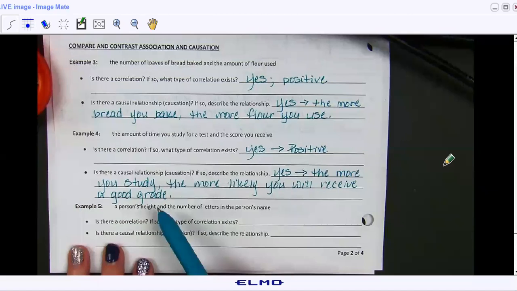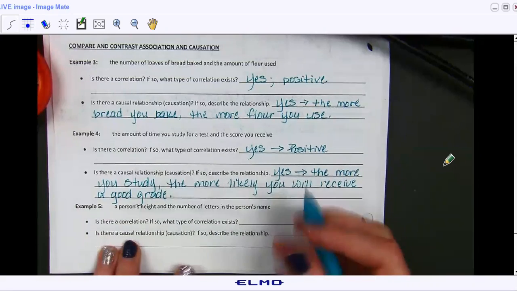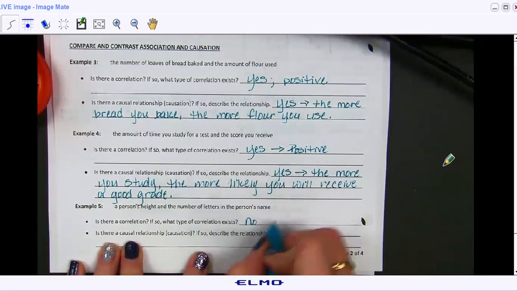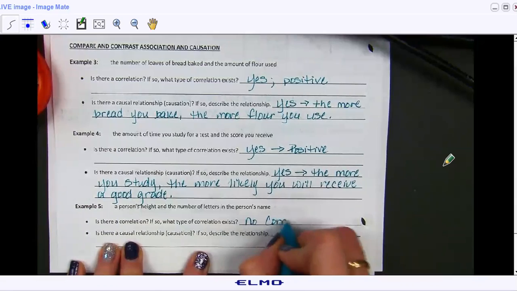Let's look at example 5: a person's height and the number of letters in a person's name. Wait, there's no correlation. No correlation. We can have 6 letters in my name, and I'm not 6.